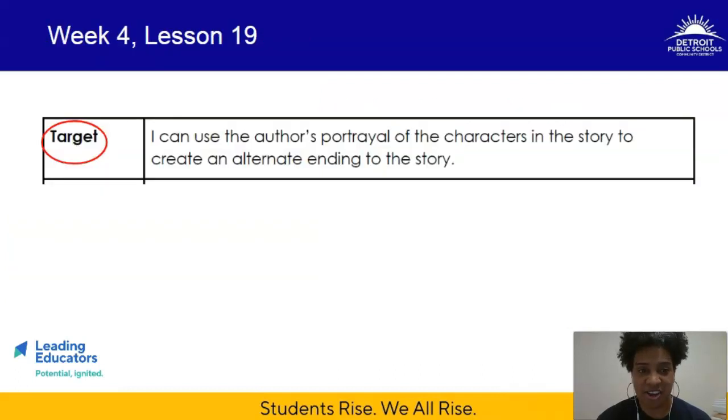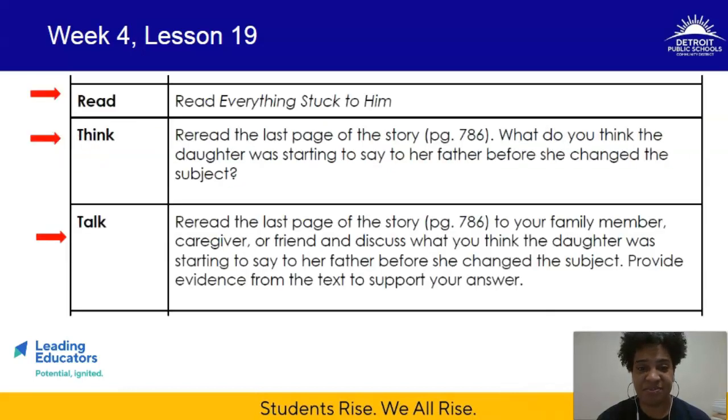Today's learning targets: I can use the author's portrayal of the characters in the story to create an alternate ending to the story. So you're building on the learning targets from yesterday by honing in on the portrayal of characters in the story and using your knowledge about that to create an alternate ending. This should be a good one.